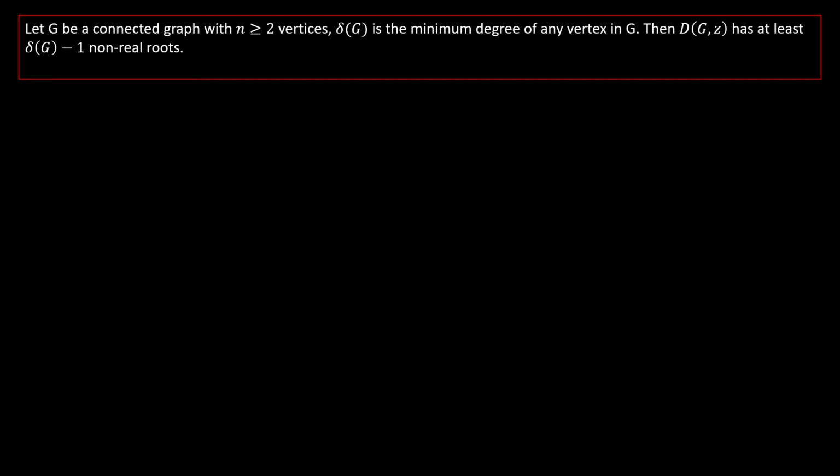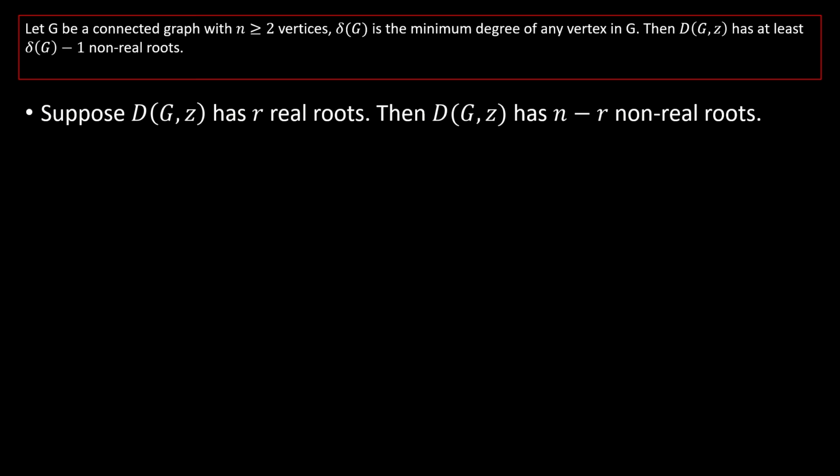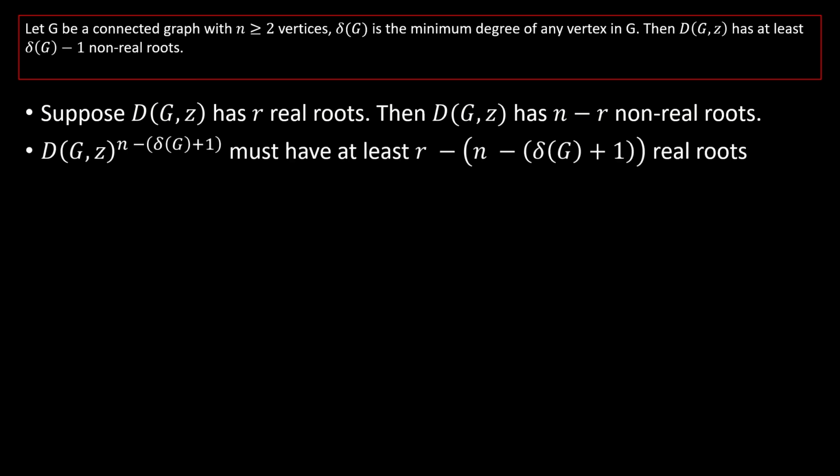To prove this, suppose that D of G, z has r real roots. It follows that D of G, z has n minus r non-real roots, as D of G, z is a polynomial with degree n. Next, using Rolle's theorem, the n minus delta of G plus 1th derivative of D of G, z must have at least r minus (n minus delta of G plus 1) real roots.